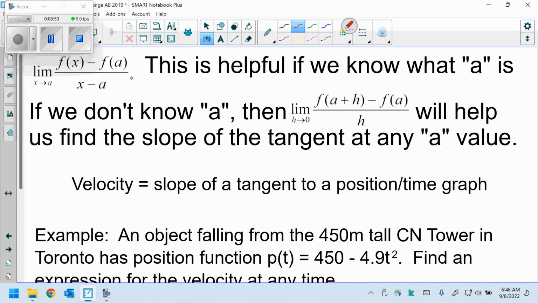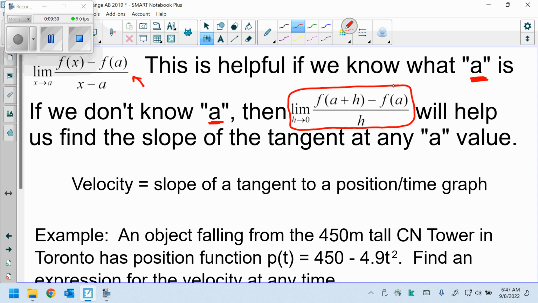Now, this form right here, this was really helpful when we knew that A had a value of 1, when we were told what point we were approaching. But what if we don't know A? What if they don't specify? Well, then we're going to use a different form to find the slope of the tangent. We're going to use this form right here. And this is really helpful in finding the slope when they don't tell us what x value we're approaching.